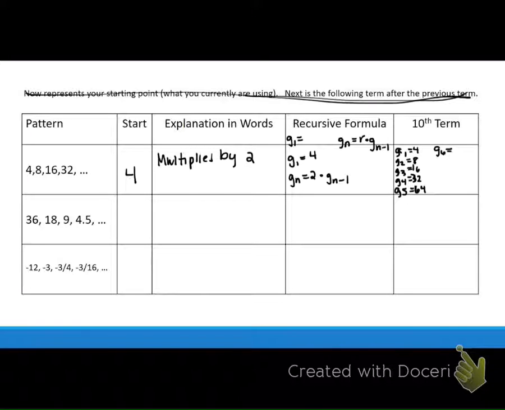You can take your calculator out. You're multiplying by 2. This is not to be done in your head. I would like this to get done. 128. Okay, Tanari, what is G sub 7, the seventh term?